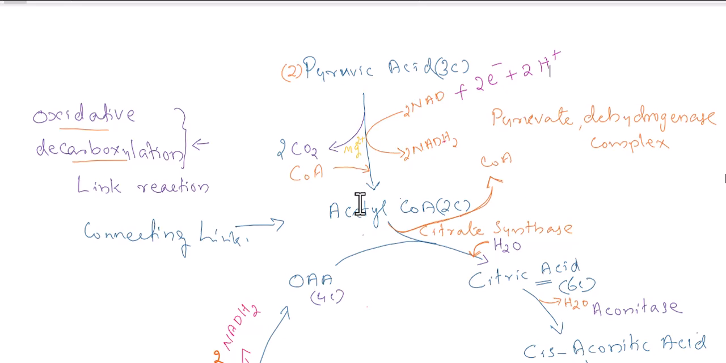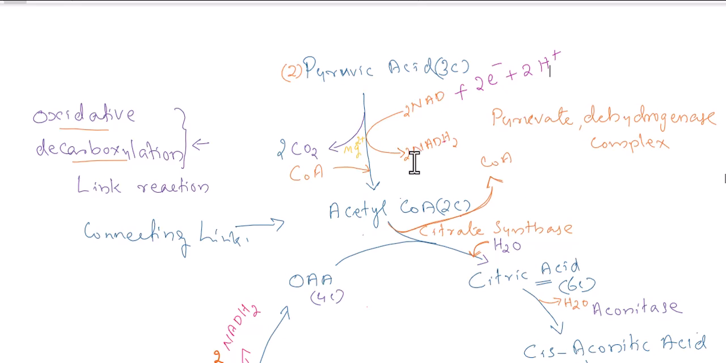As a result, the compound produced will be acetyl coenzyme A. So that is the product formed here. This compound is a 2-carbon compound. Why? Because one carbon dioxide is removed from pyruvic acid, so only 2 carbons remain. So it becomes acetyl coenzyme A, the 2-carbon compound.